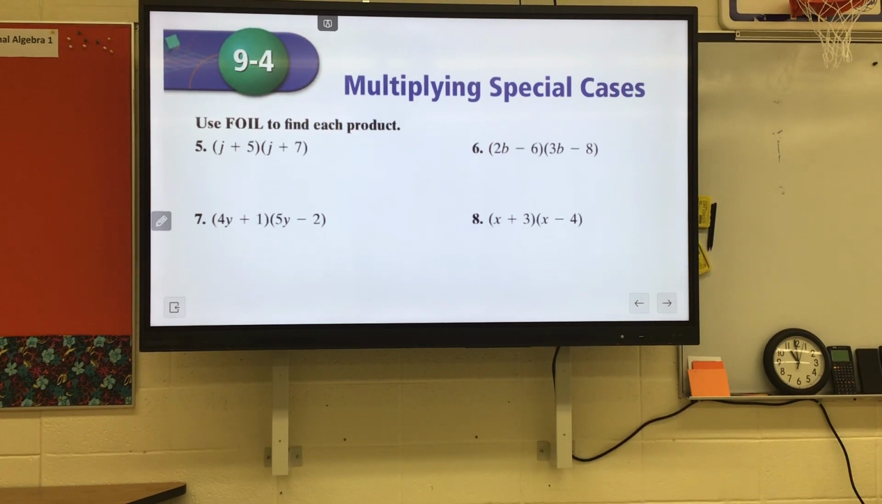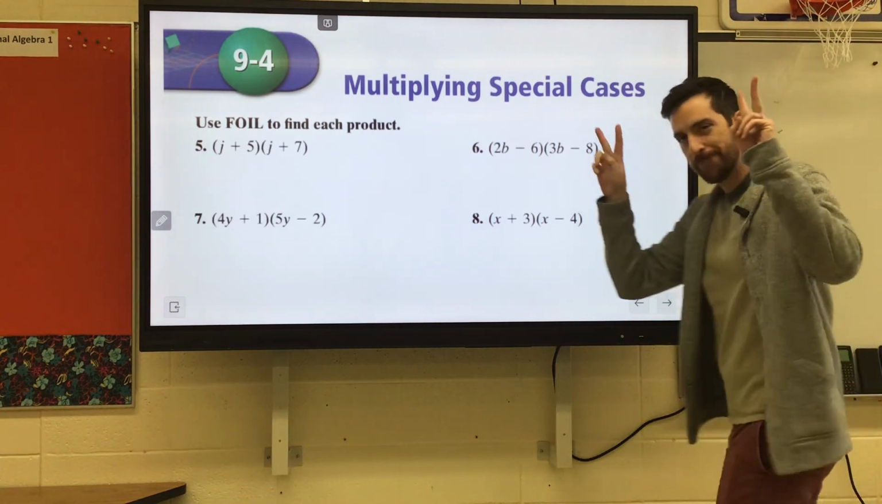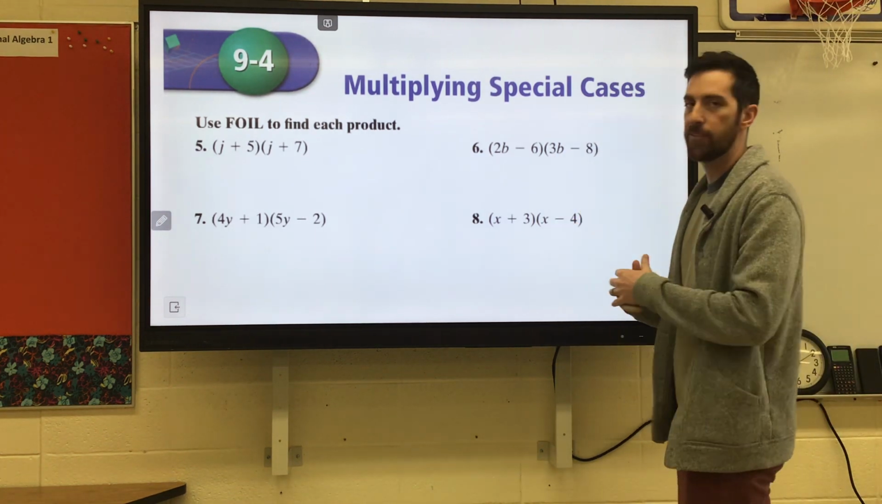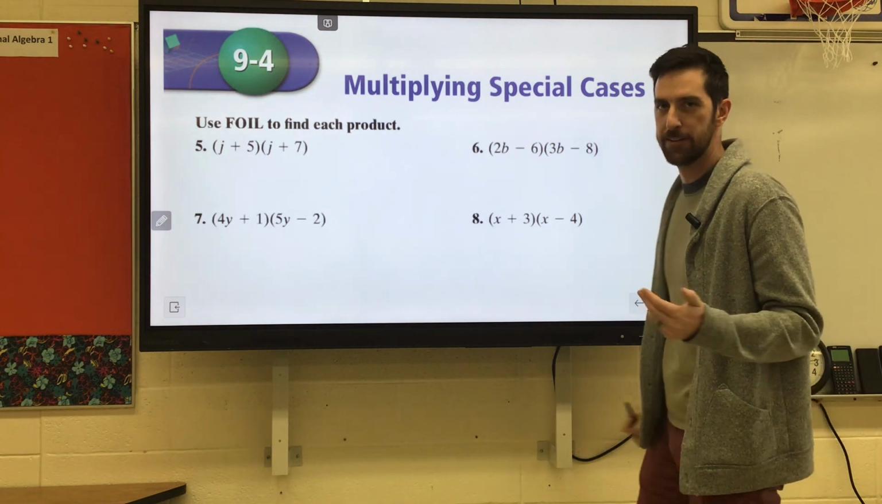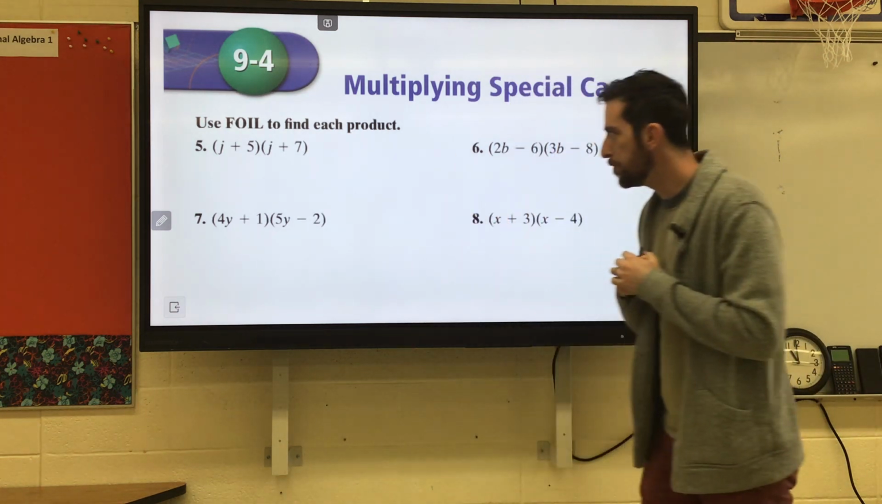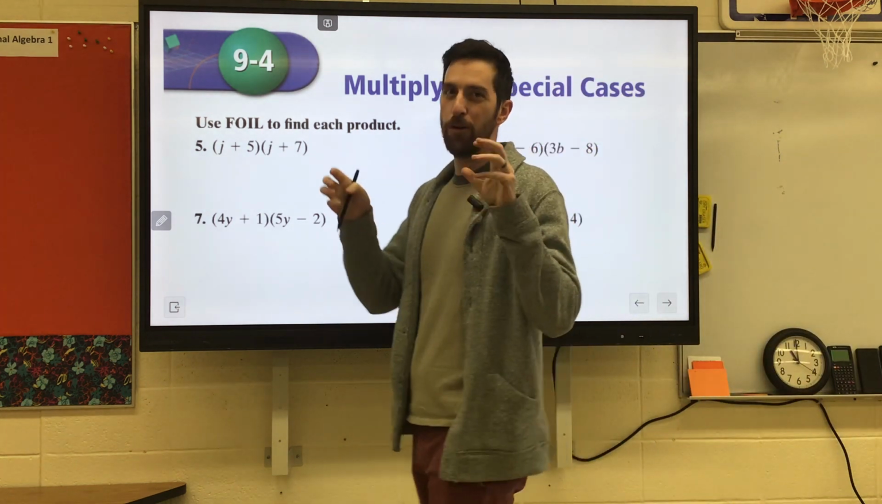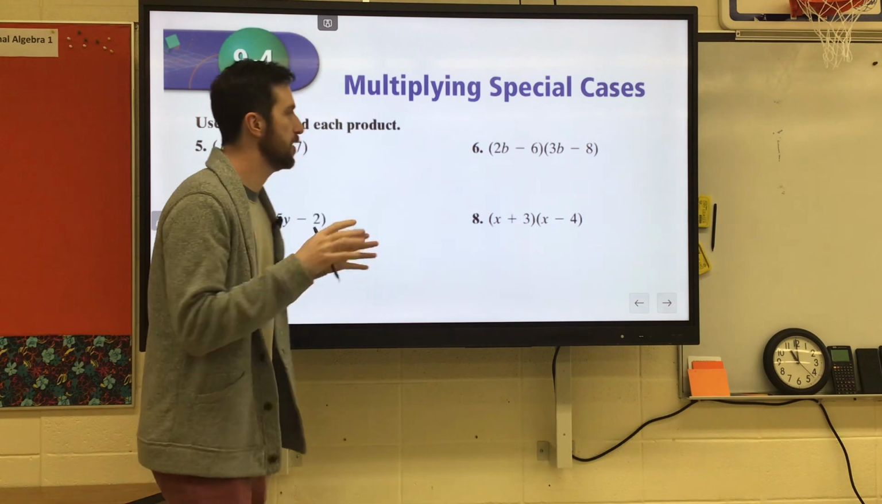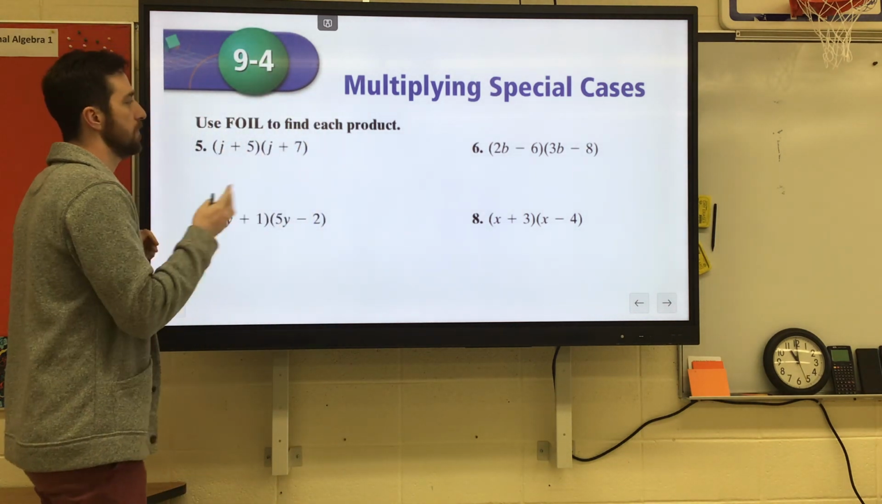Today we're going to talk about multiplying special cases. Now, these are intended to be shortcuts, but you can avoid using shortcuts when you're simplifying these expressions as well. We're going to warm up a little bit by multiplying with FOIL or double distribution, however you want to think about it, just making sure that you multiply everything from one set of parentheses to everything in the other.